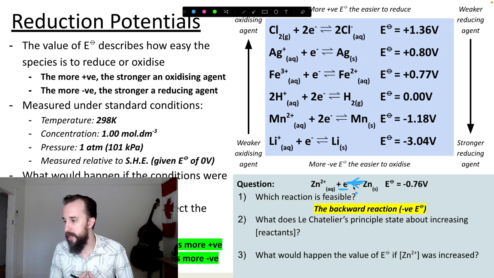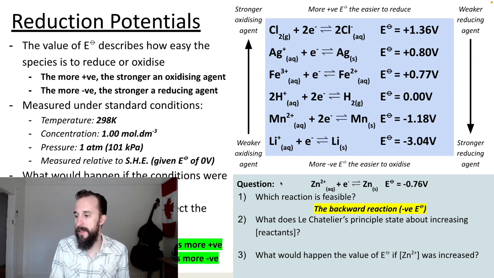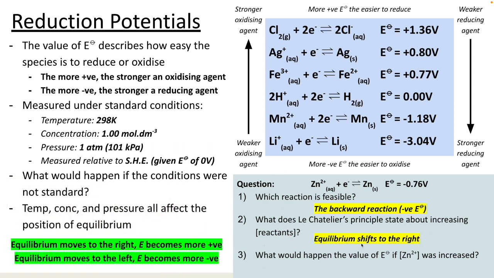So the next question, what does Le Chatelier's principle state about increasing the concentration of the reactants? Well, your system at equilibrium wants to re-establish that equilibrium. So our equilibrium is going to shift to the right. If you increase the concentration of the reactants, the system's going to counteract that change, drive the forward reaction, and consequently decrease that concentration again.